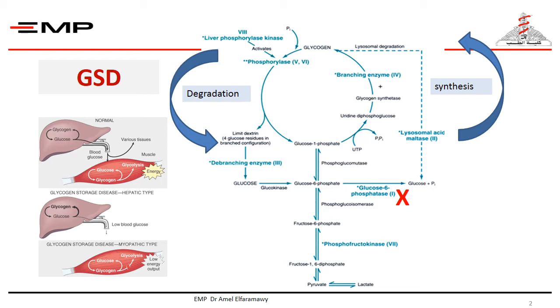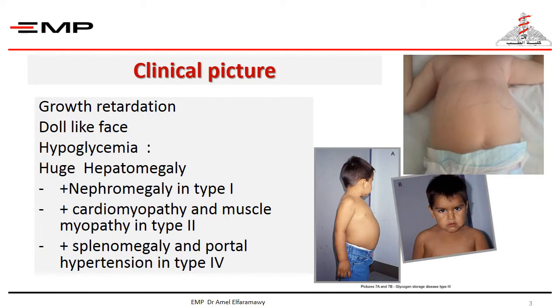It is an inherited metabolic disorder with more than 12 distinctive types affecting primarily the liver or primarily the muscles or both of them, as well as storage affecting other tissues. Clinically, there is growth retardation, doll-like face, huge hepatomegaly, and hypoglycemia manifested by tremors, irritability, hyperventilation, convulsions, paleness, and sweating.